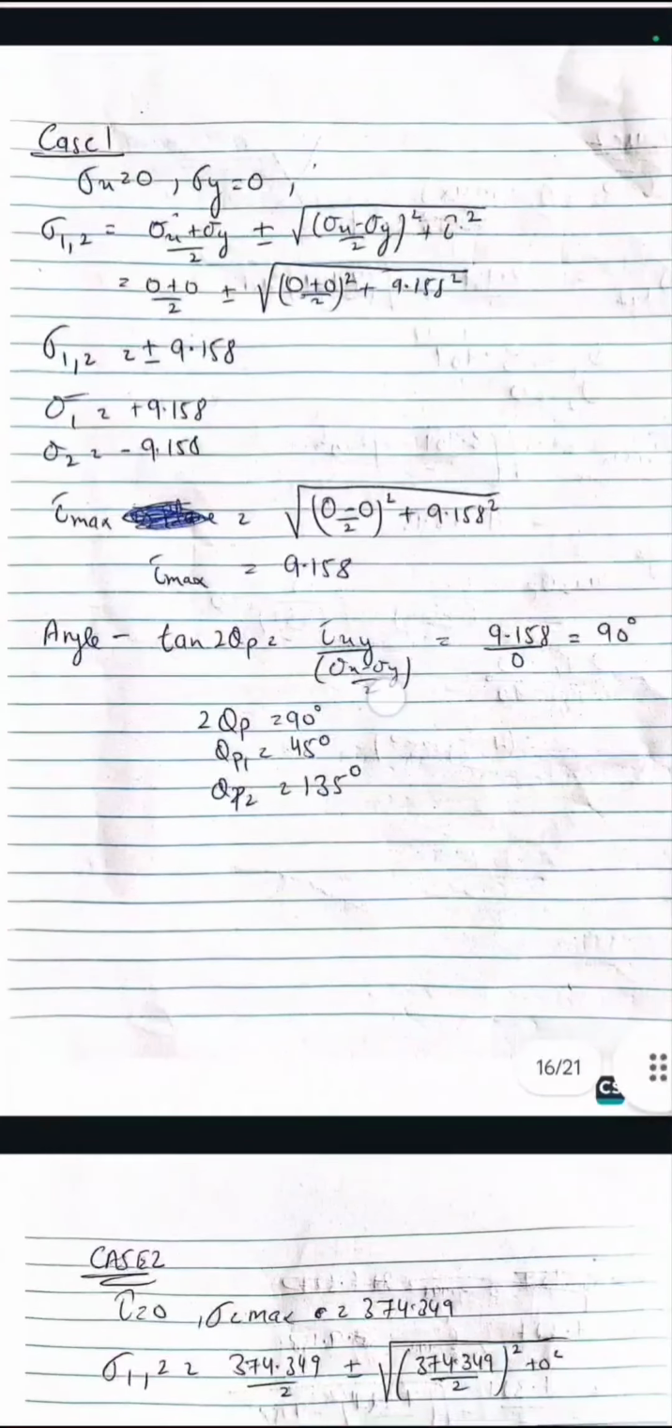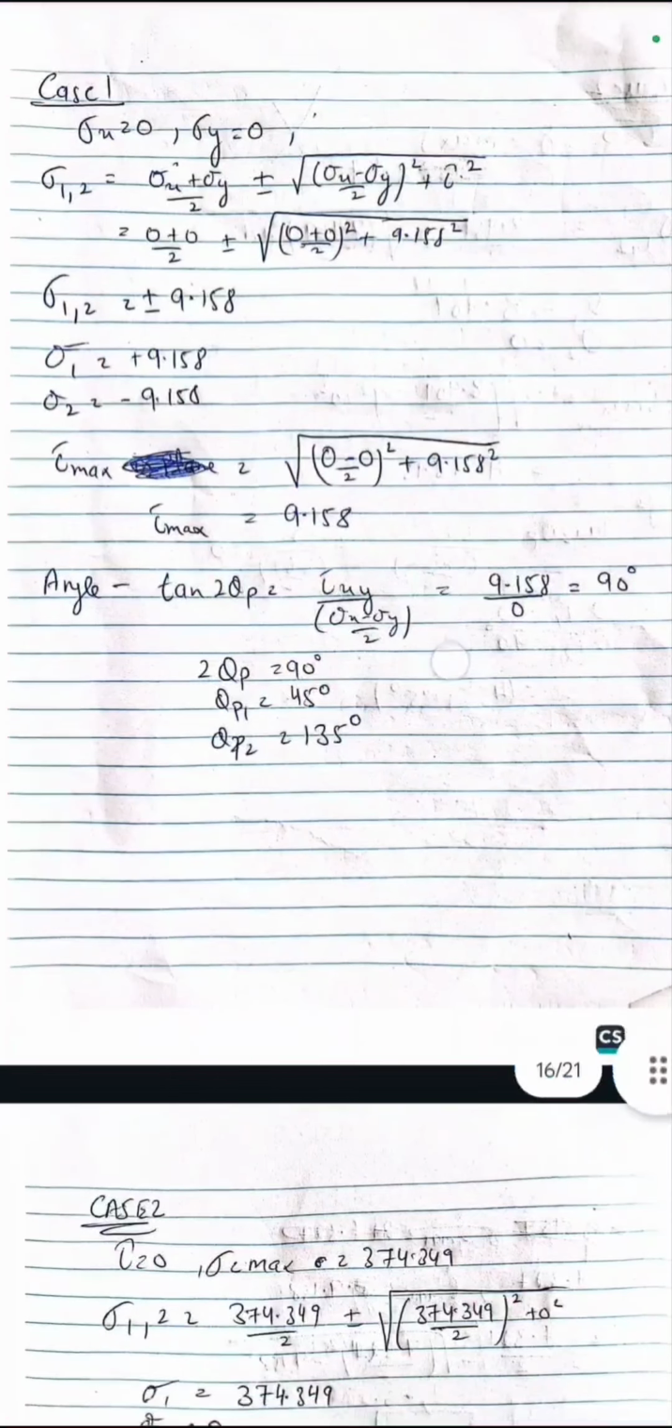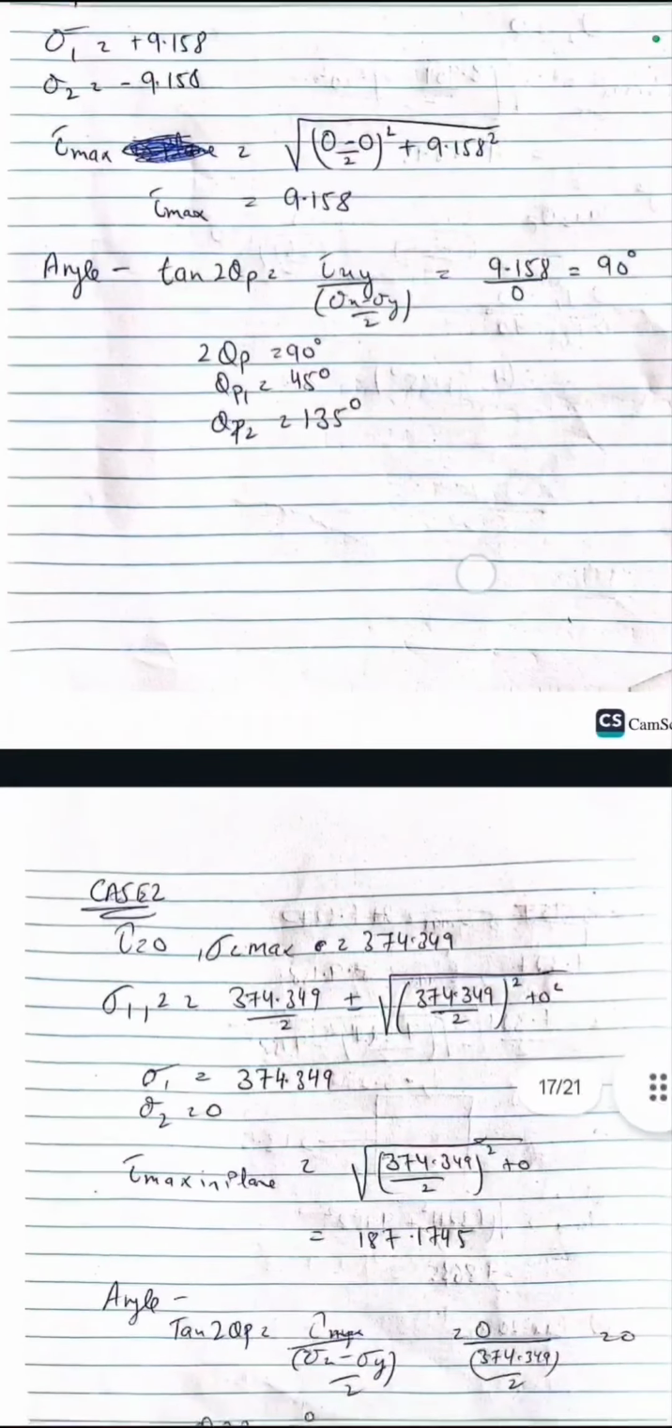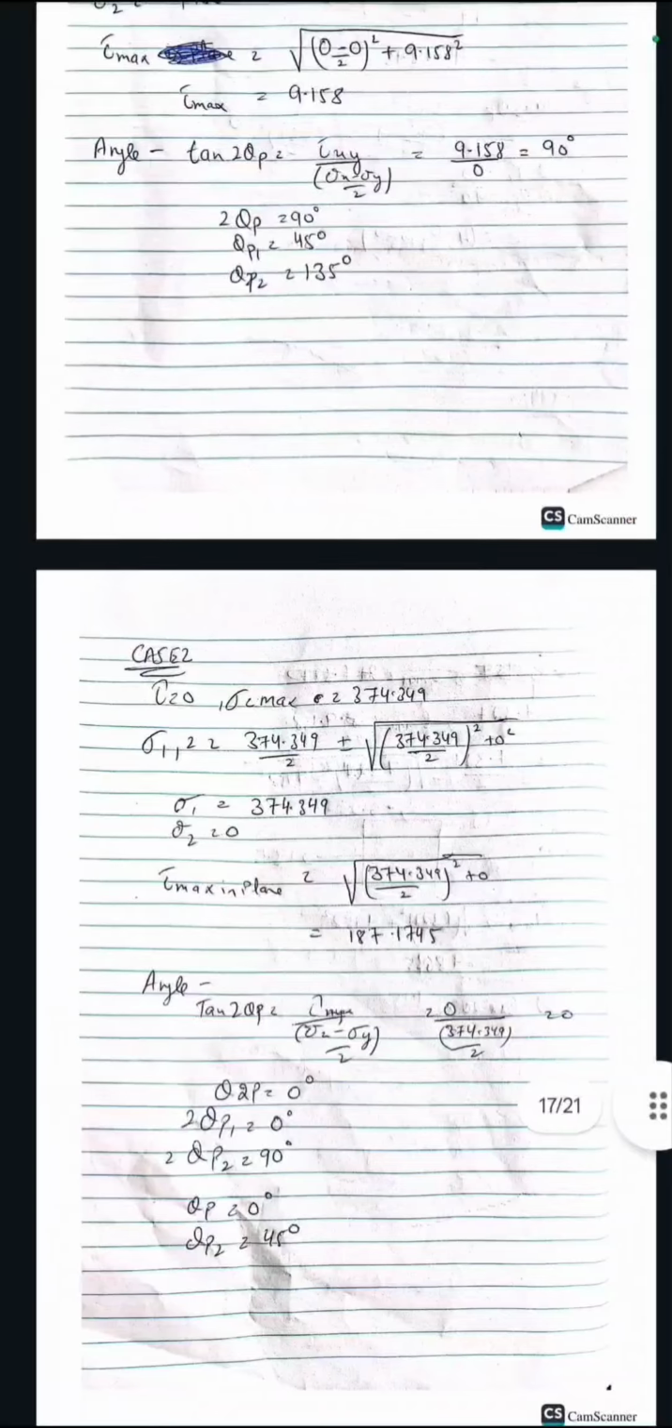9.158. And to calculate the tau max, we put in the values in the formula, which is the square root of ((sigma x minus sigma y) divided by 2) to the power of 2 plus our tau max squared, which came out to be 9.158. And for the angle, we use a similar formula, tau xy divided by (sigma x minus sigma y) divided by 2, which came out to be 2 theta p is equal to 90, so theta p1 is equal to 45 degrees and theta p2 is equal to 135 degrees.